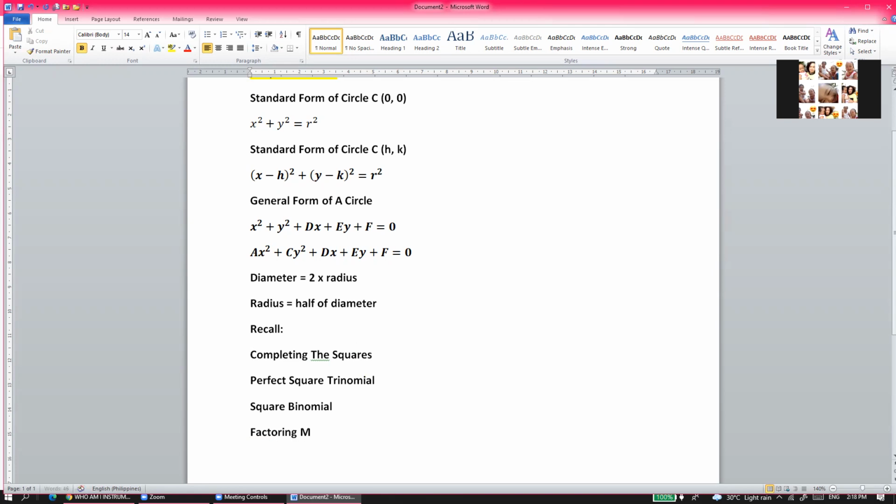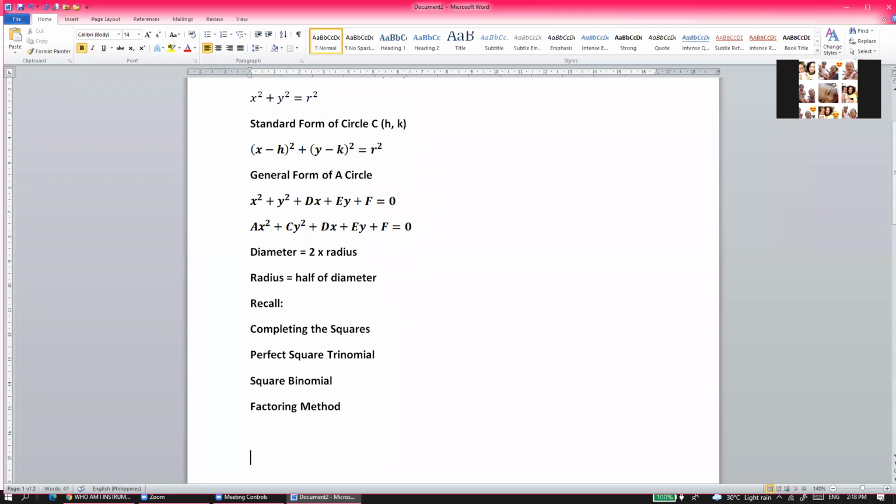Yung factoring method, yan lang yung square root binomial, parang pareho lang yan. Classified lang yung perfect square trinomial ng factoring. Isang type lang ang perfect square trinomial ng factoring method. Okay, so kailangan ninyong ma-recall ang mga yan. Let's proceed. Since pinag-uusapan natin ang circle, allow me to give you now an illustration or example of a circle.